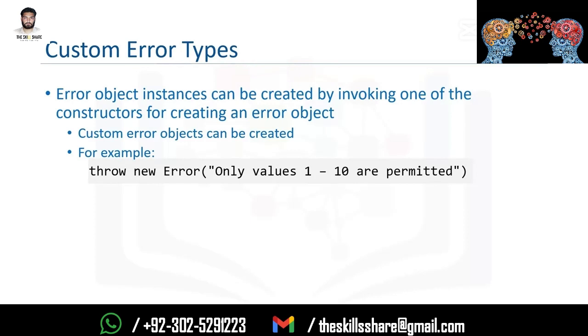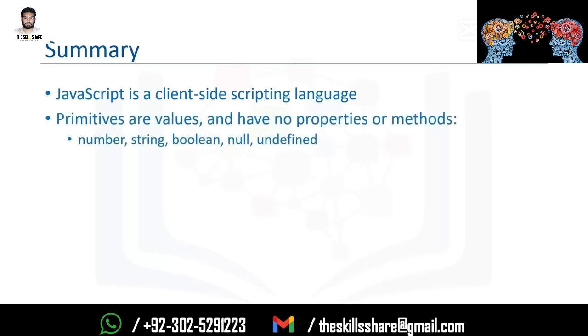In this video, you learned JavaScript is a scripting language that adds behavior to otherwise static web content. Primitives are values and have no properties or methods. Examples of primitives include number, string, Boolean, null, and undefined.